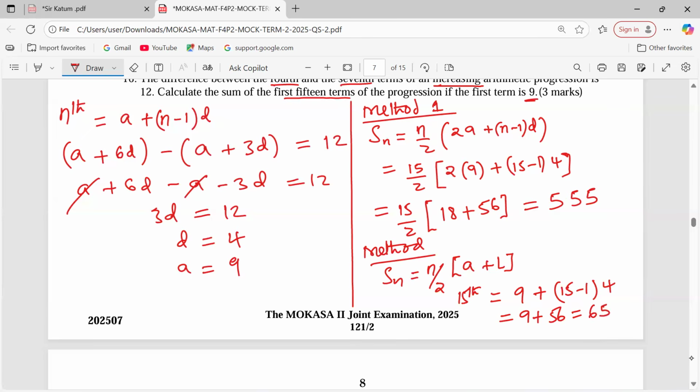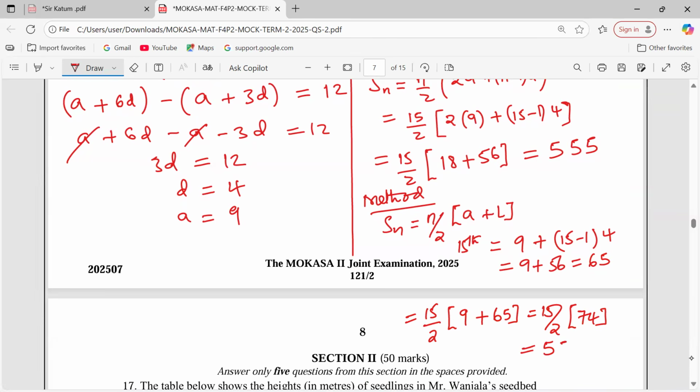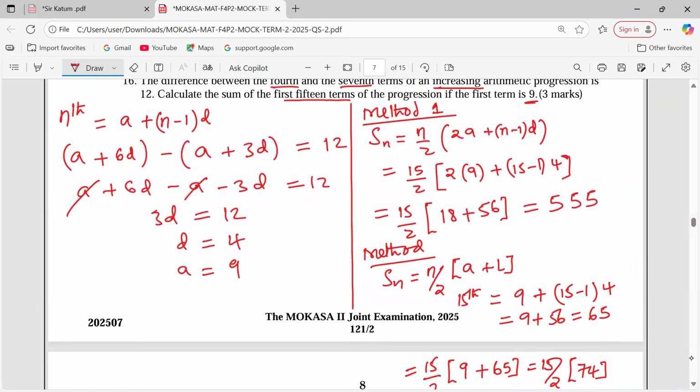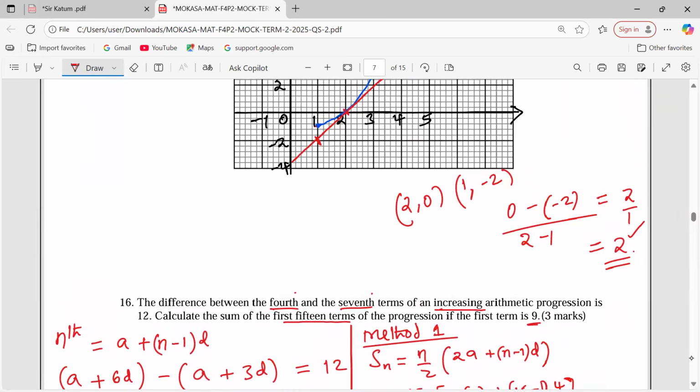9 plus 56 gives us 65. So in this case, we'll be talking about 15 over 2 into the first term, 9, plus the last term, 65. This should be 15 over 2 into 74. 15 over 2 by 74 will give us the same answer, 555. So we can approach the question using either of those two methods. This is number 16, the last question in Section 1.